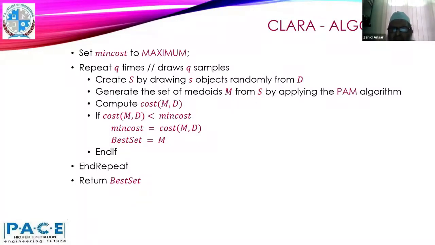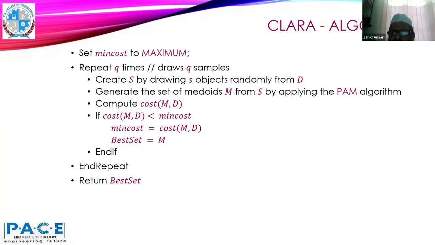So in CLARA, we are taking the samples multiple times, repeating this Q times. We are drawing Q samples, applying PAM to each, and computing the cost. Then we find the sample with the minimum cost, and the one with the minimum cost gives the best set of medoids. So it is basically working on top of PAM.